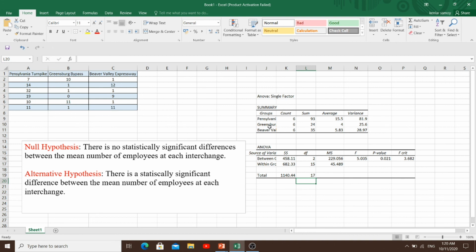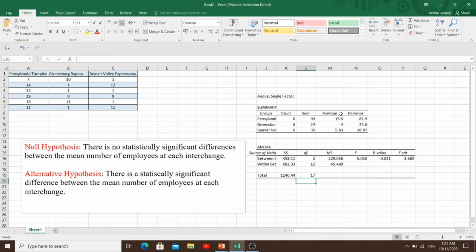The groups are Pennsylvania Turnpike, Greensburg Bypass, and Beaver Valley Expressway. We have 6 data points per sample. The sum for Pennsylvania is 93, 24 for Greensburg Bypass, and 35 for Beaver Valley Expressway.